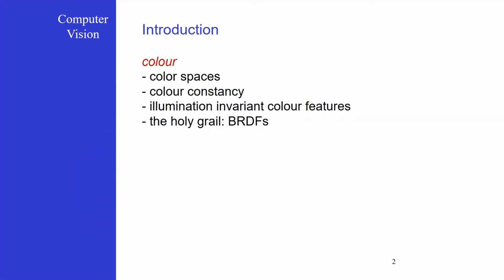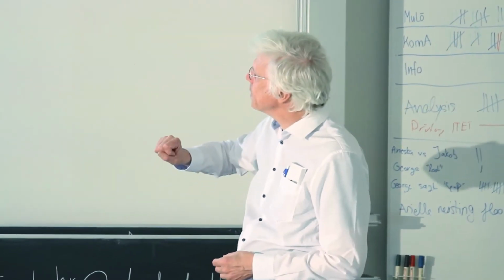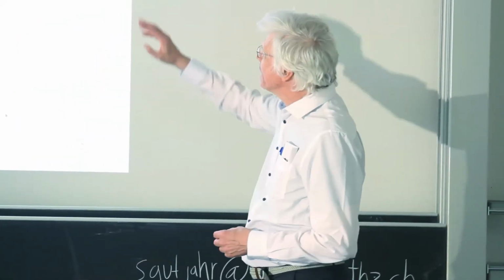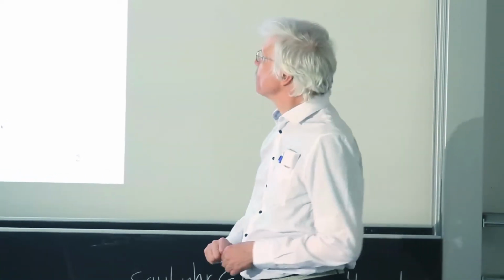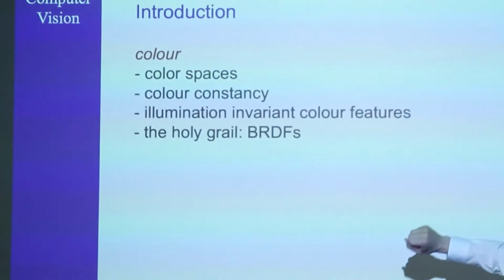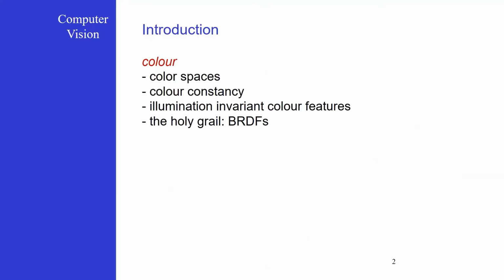So here's the menu. First we'll start with color. We'll have to say a little bit about how we quantify colors. That brings us to color spaces. Then, by the time we think we have understood it all, we say that it's actually still a bit more complicated and deal with color constancy. And then we will say something about illumination invariant color features, which is a kind of formal version of color constancy, if you want. And finally go to the holy grail, which are these bidirectional reflectance distribution functions.